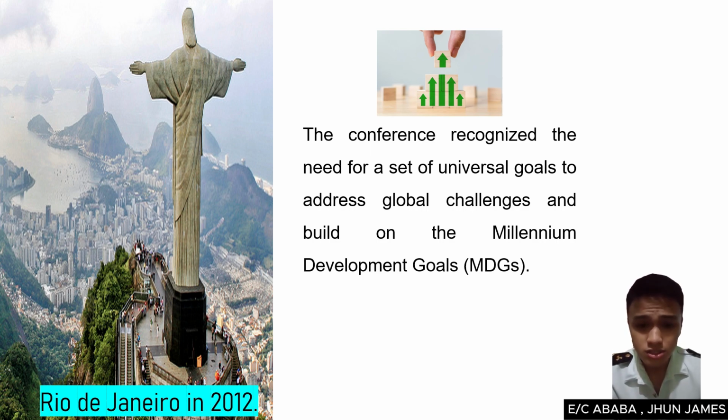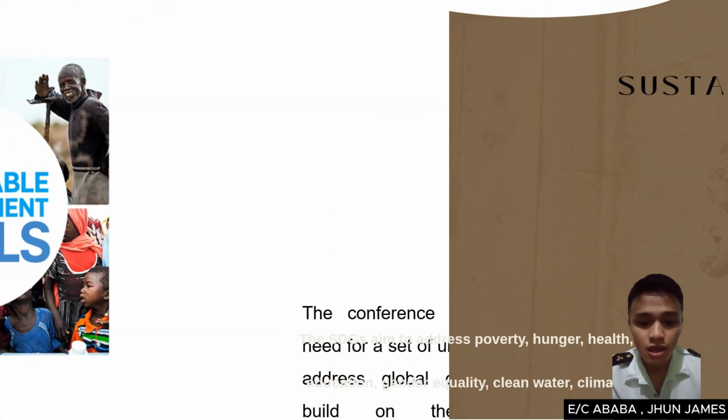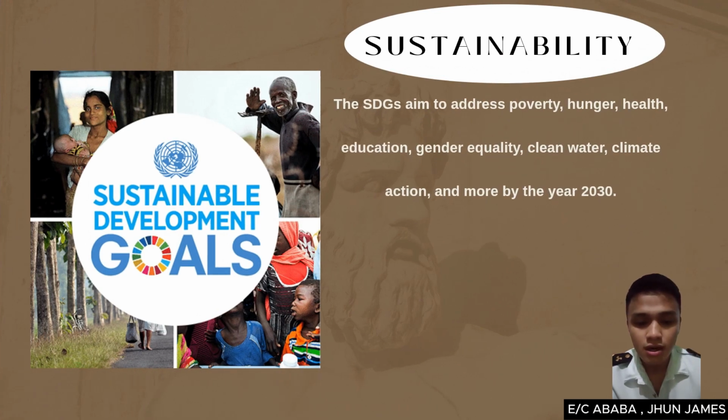This agenda includes 17 SDGs with 169 targets, covering a broad range of social, economic, and environmental issues. The SDGs aim to address poverty, hunger, health, education, gender equality, clean water, climate action, and more by the year 2030.